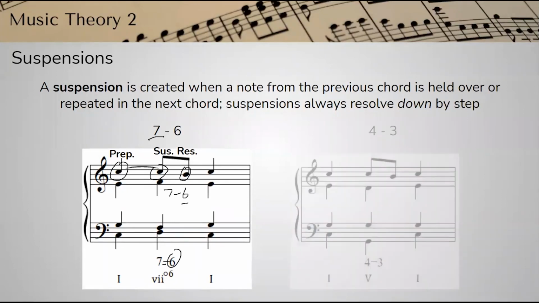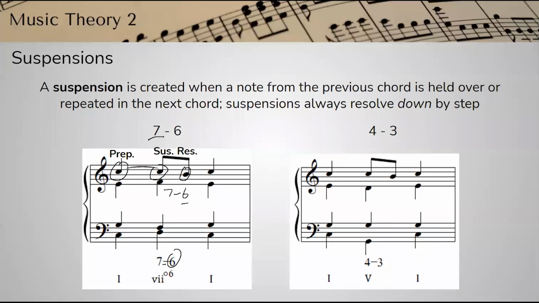Okay, so let's look at another kind of suspension. This is called a 4-3 suspension for the same reason that the other one's called a 7-6 suspension, because the note that is held over, or in this case, repeated, is a fourth above the bass note, the lowest note. And in this one, we're not holding the note over, we're just repeating it, which is another way that a suspension can be created.